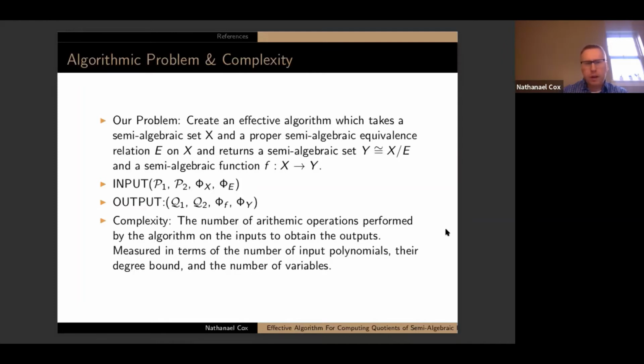And so for us, this will be measured in terms of the number of input polynomials, their degree bound, and then the number of variables. So if you're in, like, R2 or R3.